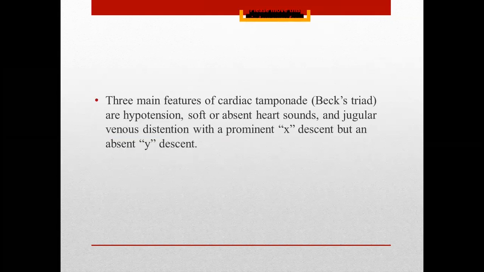Pick's triad consists of 3 main signs: hypotension, soft or absent heart sounds, and distension of the neck veins with prominent X descent but absent Y descent. So if we have this triad of 3 signs, it is very sensitive for diagnosing cardiac tamponade. So to the next question.